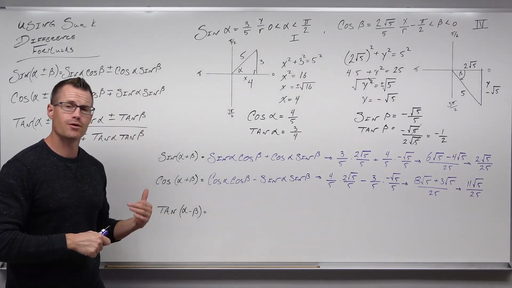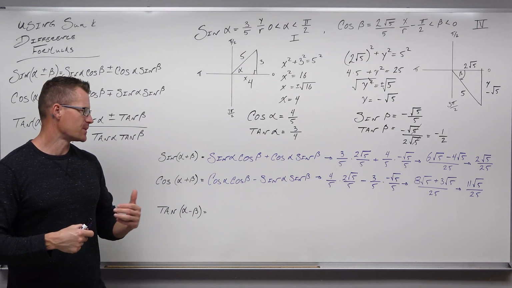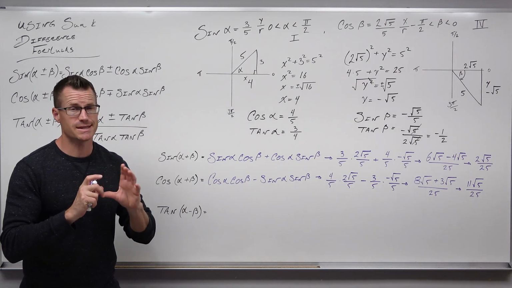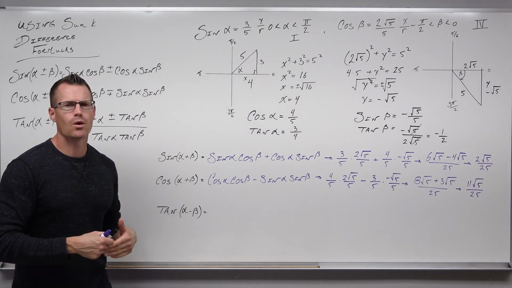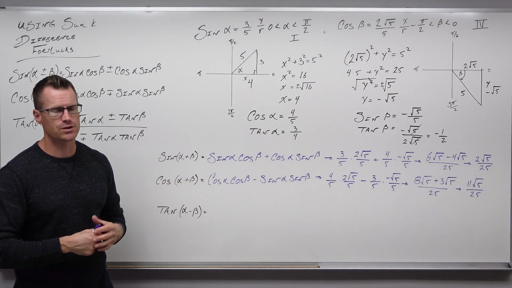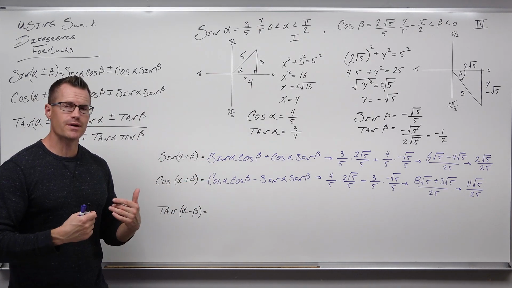So tangent of alpha minus beta. Of course, I'm leaving out the sine alpha minus beta, cosine alpha minus beta, but I'm hoping that you can see it's the same idea. I just wanted to give you all three common trig functions with at least one iteration of these formulas. So tangent of alpha minus beta.